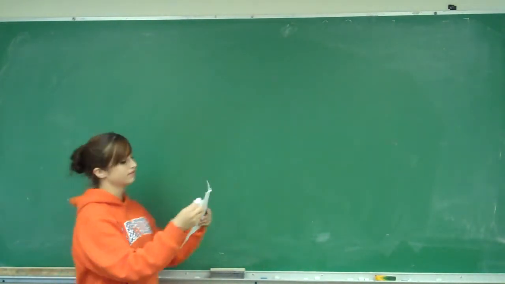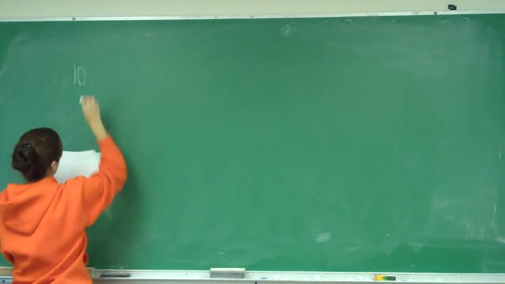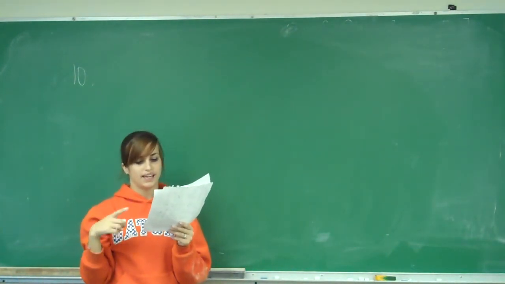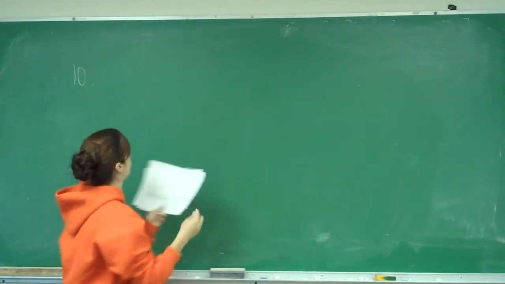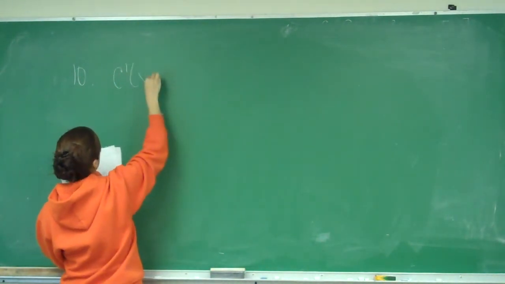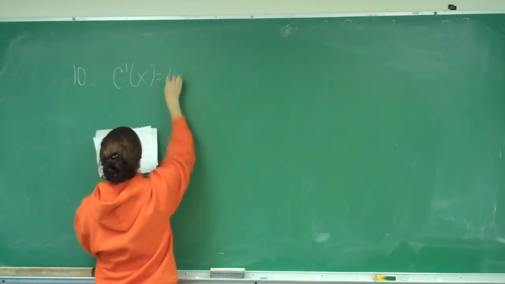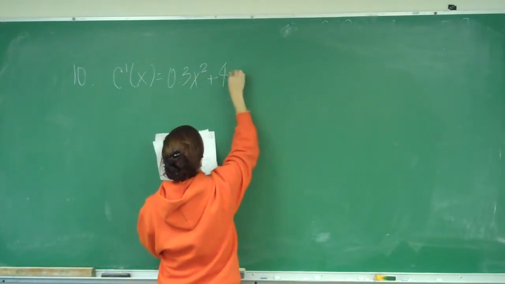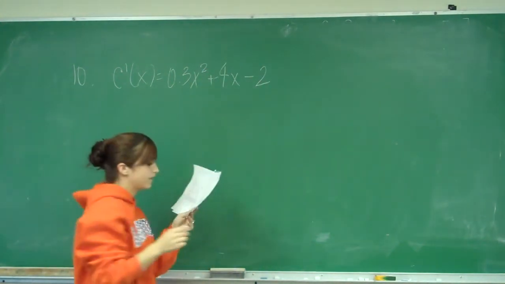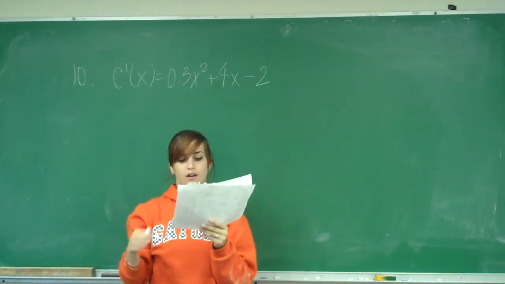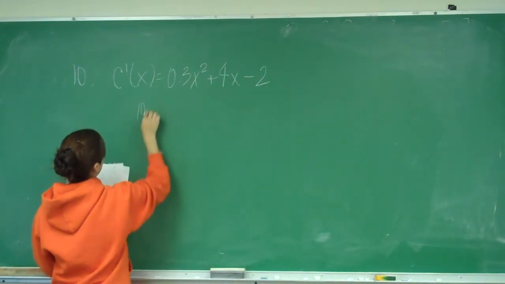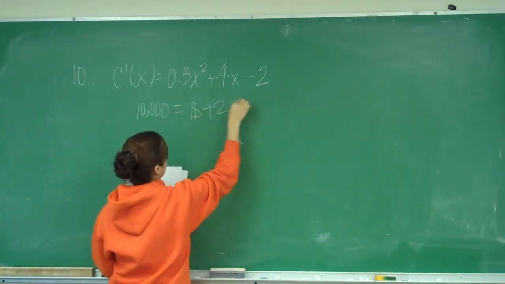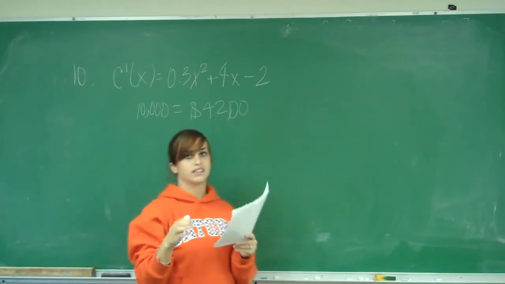This is number 10. So 10 says the marginal cost, which marginal means derivative, of producing x thousand units of a new product is given by this function. So we have C prime of x, whose marginal is the derivative, is 0.3x squared plus 4x minus 2. It says the cost of producing 10,000 units is 4,200, so C of 10,000 is equal to 4,200. Find the fixed cost of production.